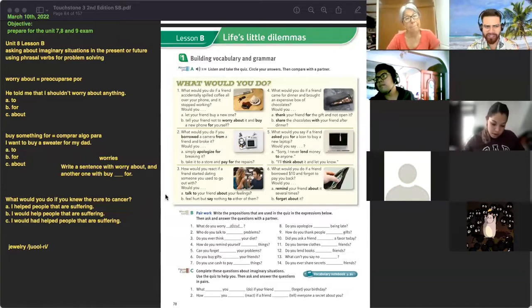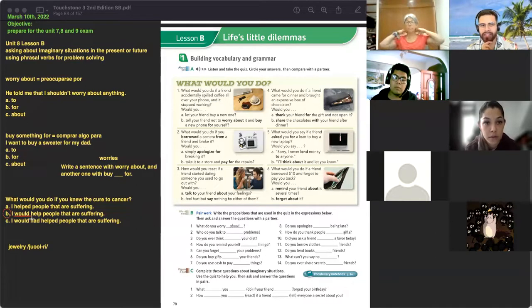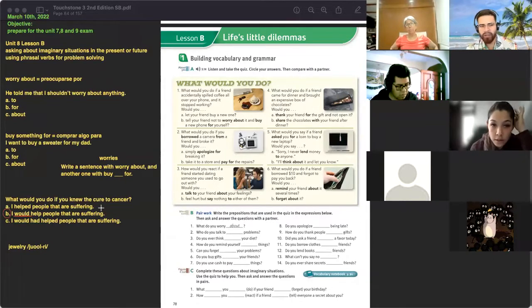Can somebody help her? Letter B. Letter B. That would be correct. Yes. Remember, the word would makes it hypothetical, makes it imaginary. Without would, it's not imaginary. So I helped people that are suffering is como ayudé a la gente que estaba sufriendo. It's not imaginary. I would help people is yo ayudaría. So it's definitely more like imaginary, hypothetical.